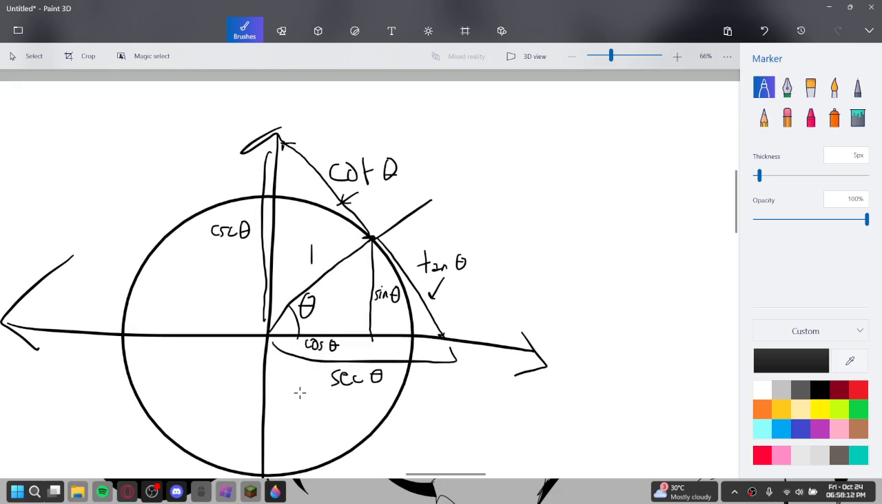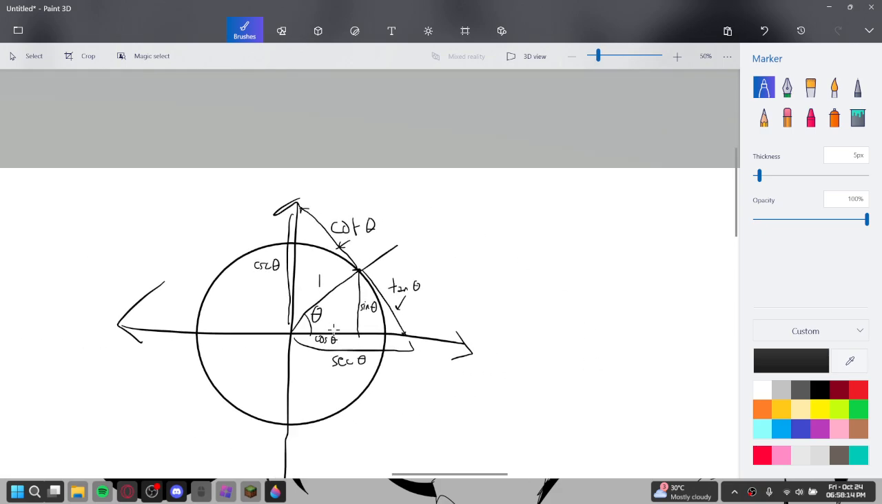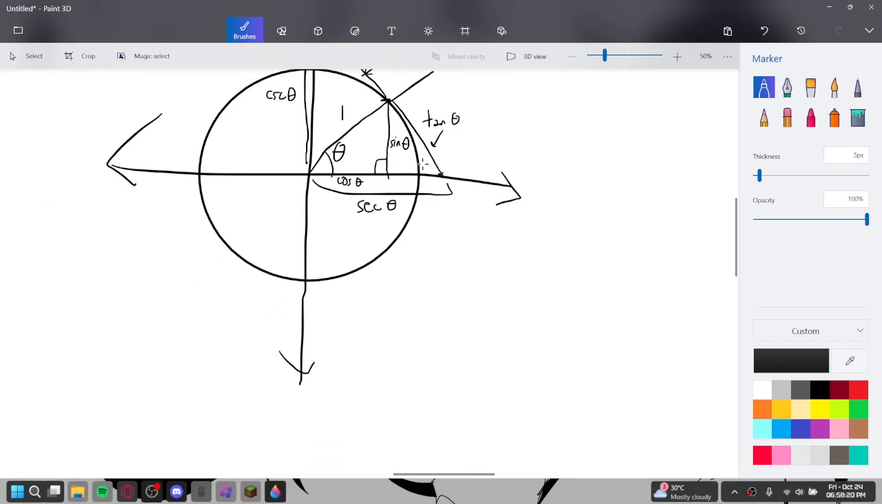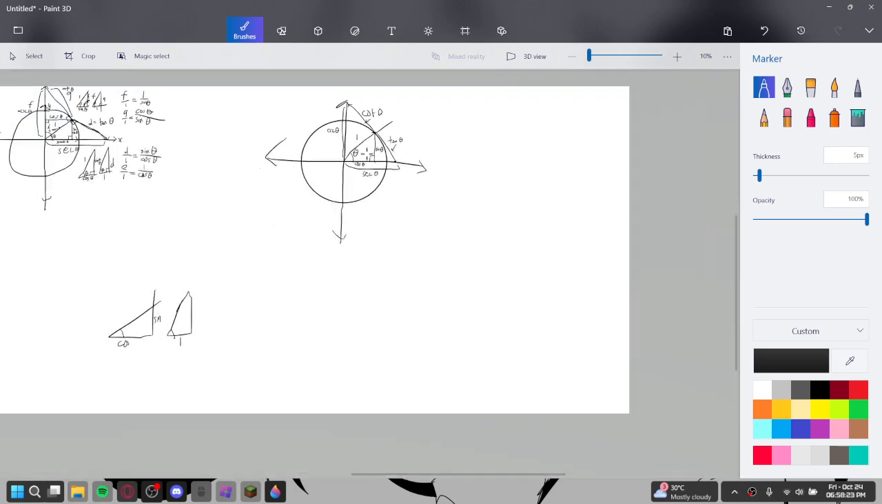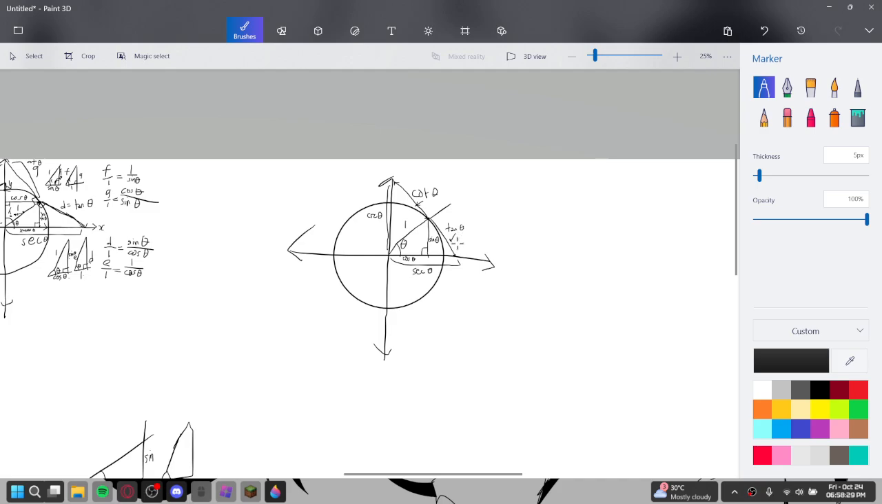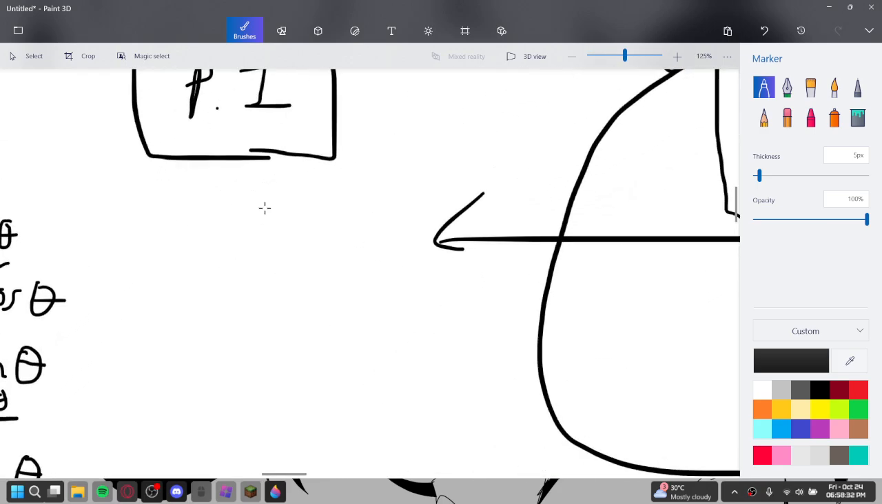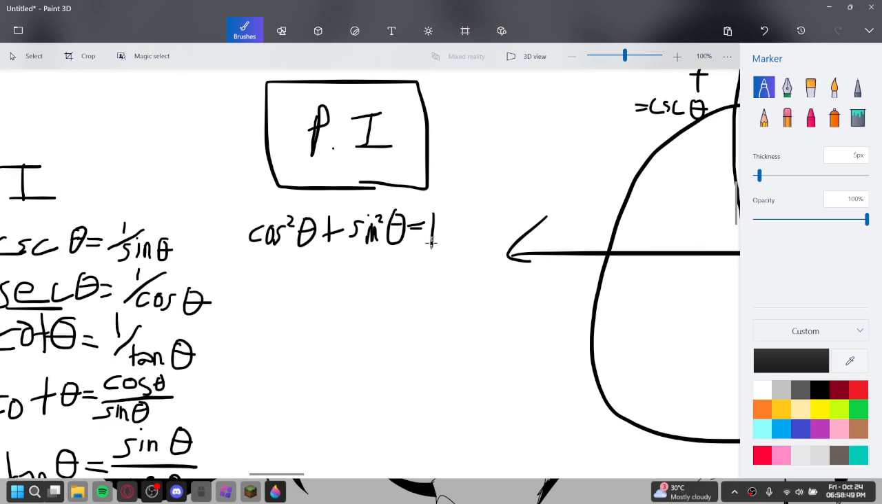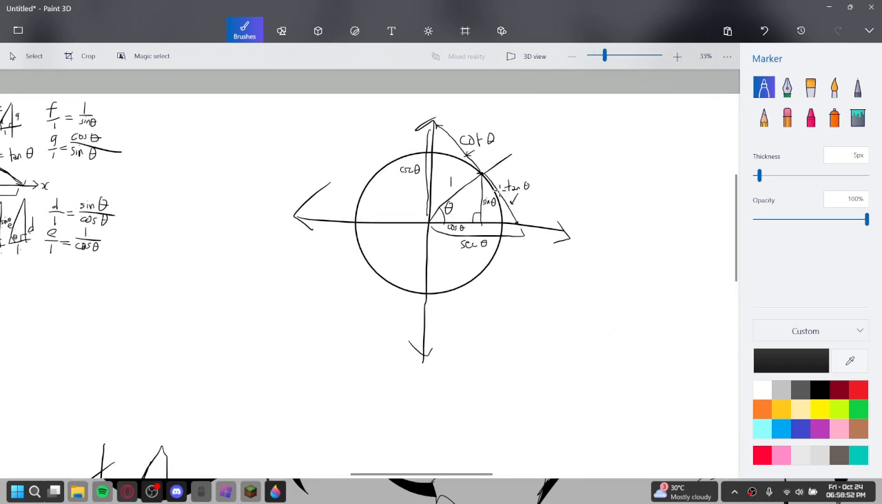So how can we get the final three Pythagorean identities here? Since this is already a right triangle, and we know that the Pythagorean theorem is just this squared plus this squared equals this squared, we already have one of the identities here. So the square of the cosine, cosine squared theta, plus the square of the sine, sine squared theta, we add those together, we get 1. So that's one of our Pythagorean identities.